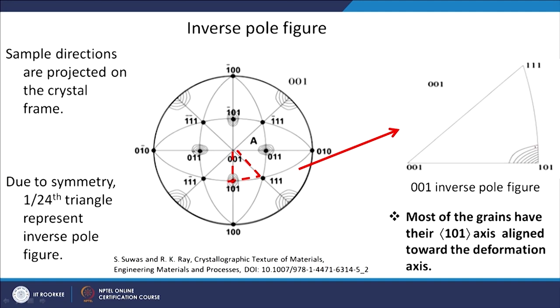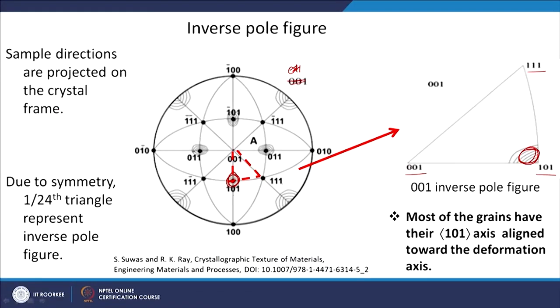If I take this triangle, you can see here also that there is more intensity around 101, as it was here around 101, and this is the standard triangle we are taking: 001, 101, 111. That is what is shown here. And this is not a 001 pole figure, it is a 011. All the poles are shown. So this is how you can plot an inverse pole figure map. All the sample directions are projected on the crystal frame.